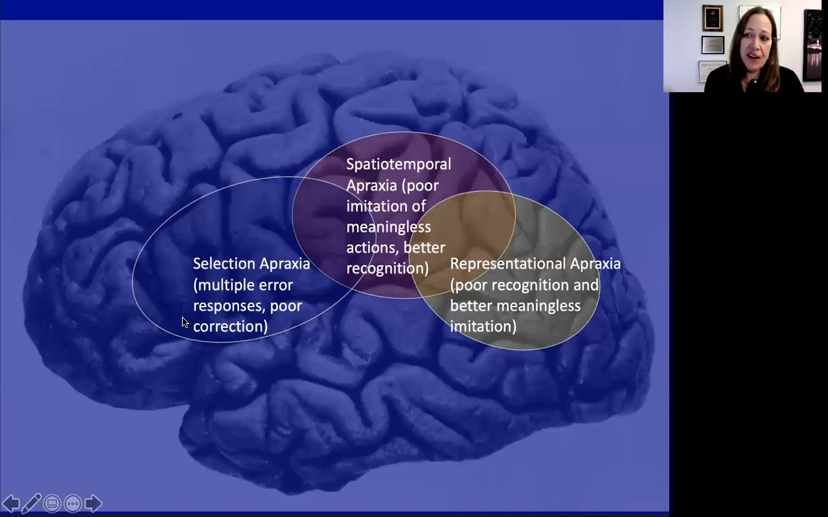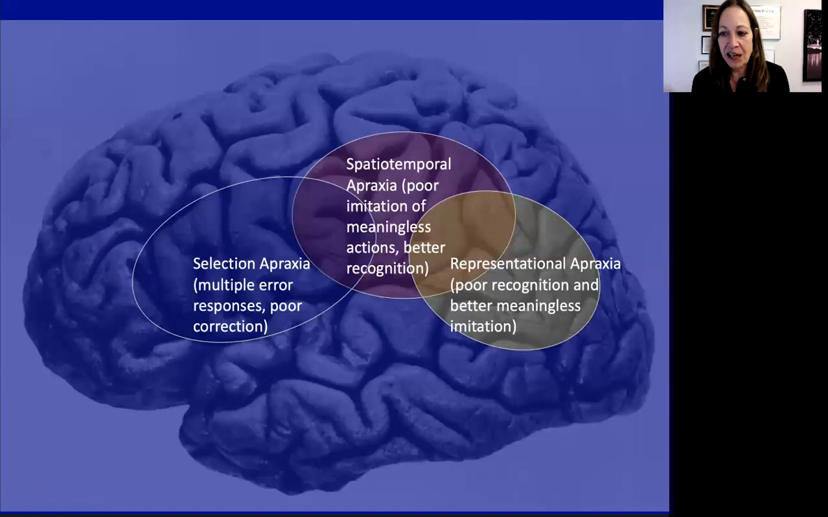And then finally, selection apraxia, which we think should be associated with IFG lesions, is a problem with selection, where we should see multiple error responses and poor correction of errors. Now, as I said, of course, these subtypes overlap and you need big groups of subjects and you need to be able to parcel out that shared variance. But this is a model that we are currently testing in my lab.